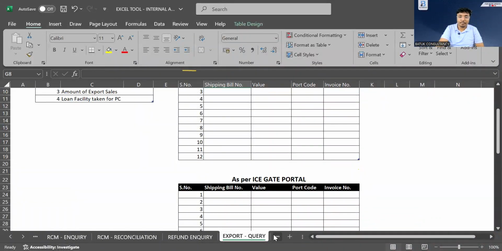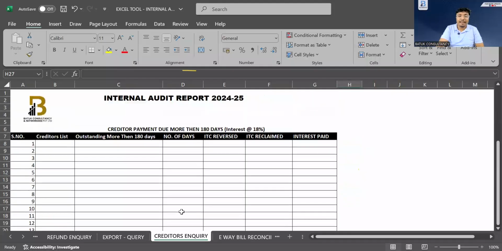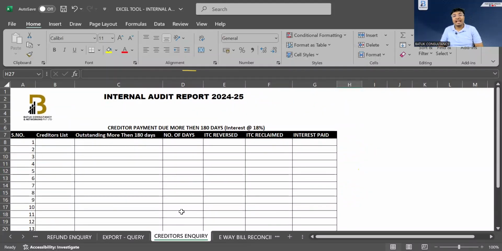Creditors inquiry. Sir, as we all know that we have to make the payment to the creditors within 180 days. If we have not made the payment to the creditors within 180 days, in such a scenario, ITC reversal is required on the 181st day, and when you make the payment to your creditors, you will again be eligible to reclaim the input tax credit. आप फिर से eligible हो जाओगे ITC को reclaim करने के लिए.